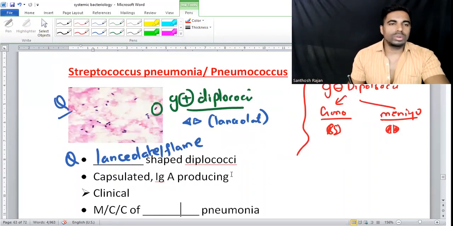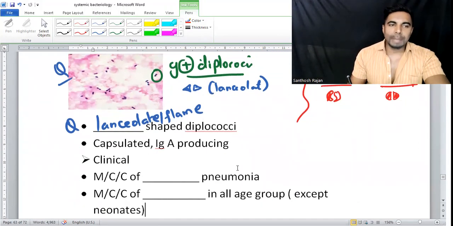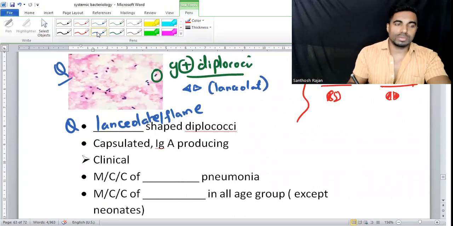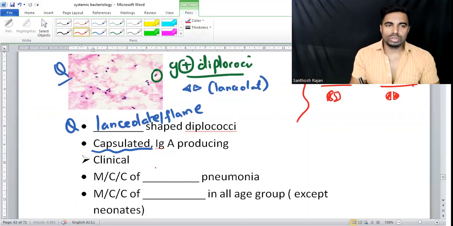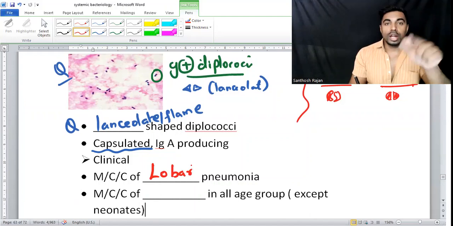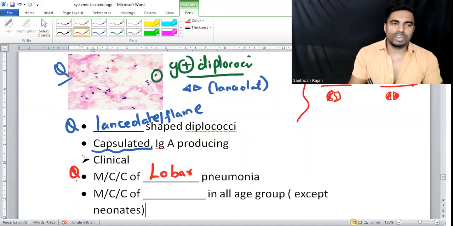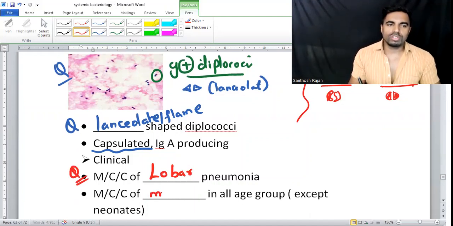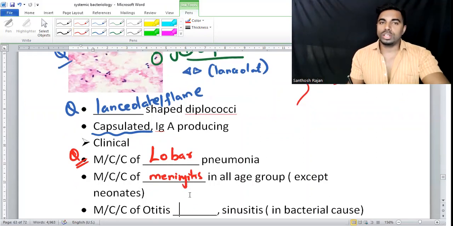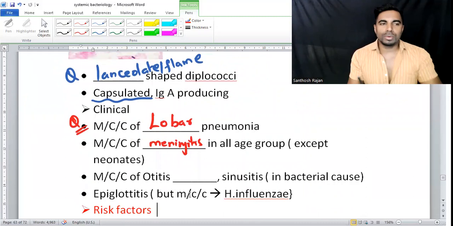Now, capsulated. I told you, Streptococcus pneumoniae, the main virulence factor is the capsule. And that is a polysaccharide capsule, like usual ones. Streptococcus pneumoniae is the most common cause of your lobar pneumonia. Lobular is Staphylococcus aureus. Lobar is your Streptococcus pneumoniae. Frequently asked question. And most common cause of meningitis in all age groups, except neonates.